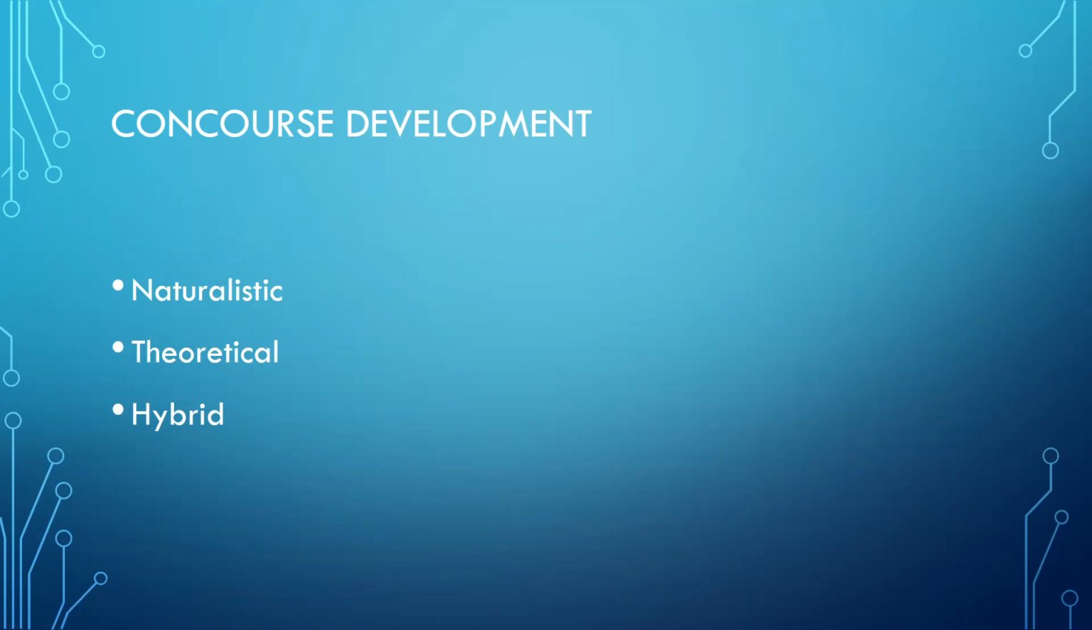So in order to come up with your statements, you develop a concourse. A concourse is as many statements as possible that relate to that particular topic, that particular thing that you are trying to study, that you are trying to understand or get perspectives from. So there are three basic ways to develop a concourse. The first that's listed there is a naturalistic way to develop a concourse.